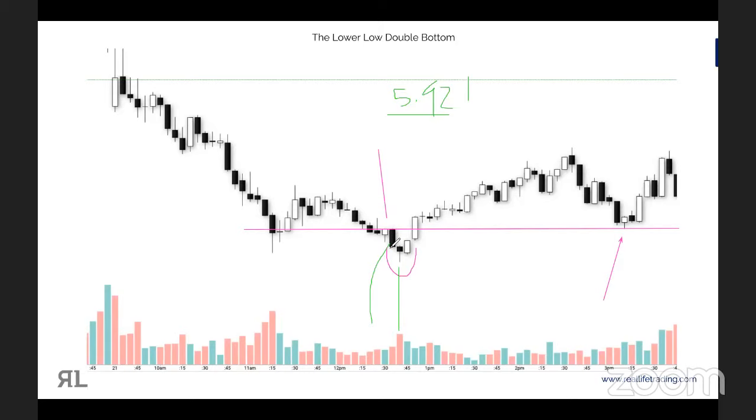The hammer is not really that indecisive. I mean, it definitely trapped some people. You certainly had some people short. I'm just not blown away by that candle. It's okay. It's all right. It's not bad. But that's why I would have waited to get in above the high of the close of that candle. That would have been that candle right there.